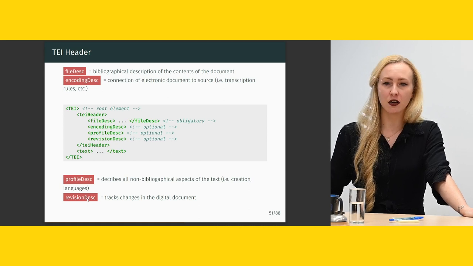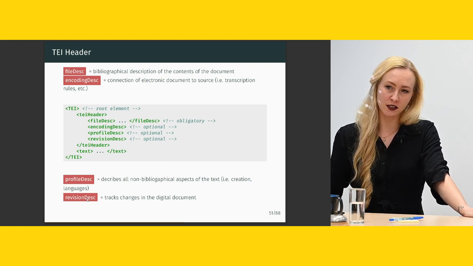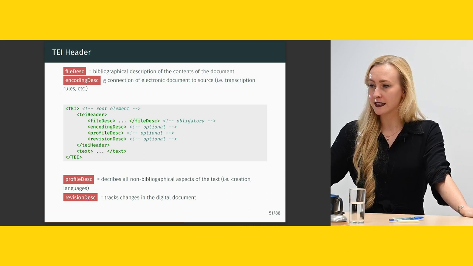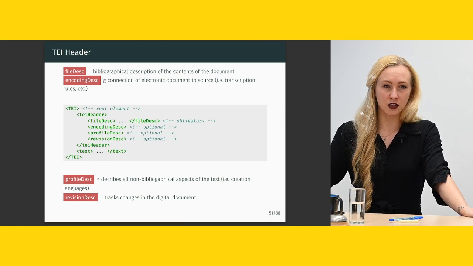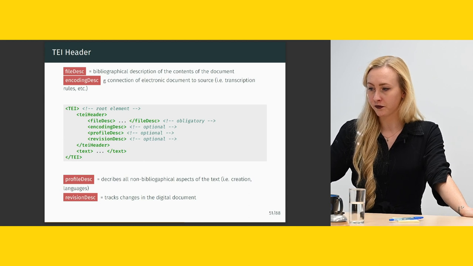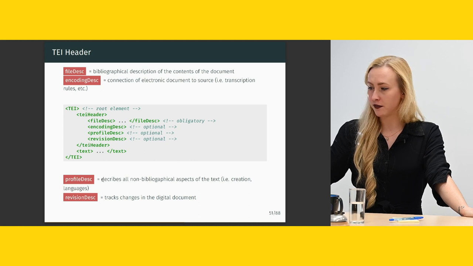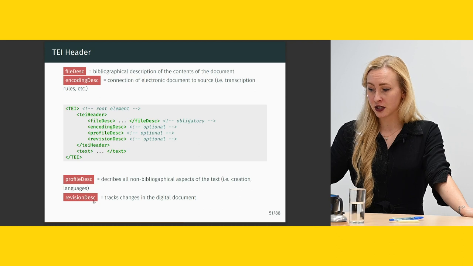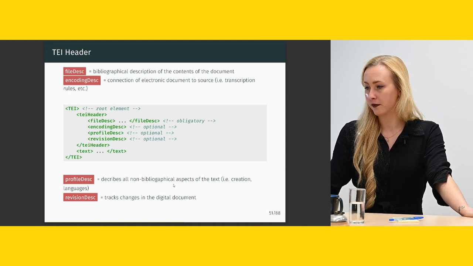This means it's a description of the digital file. Many people mix this up. They think this is the source description, but it's not. And then there's the encoding description. It explains the connection of the electronic document to the source, such as, for example, the transcription rules. There's a profile description that describes all non-bibliographical aspects of the text. So, for example, the creation or the languages. And there's the revision description that tracks changes in the digital document. So we can do things like versioning, for example.